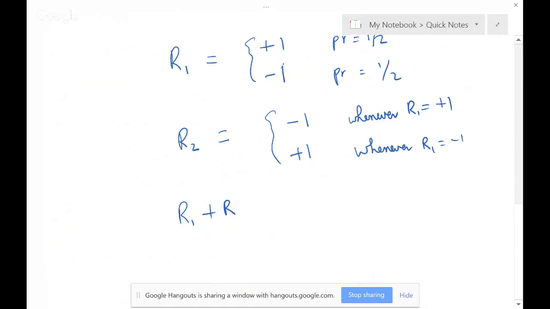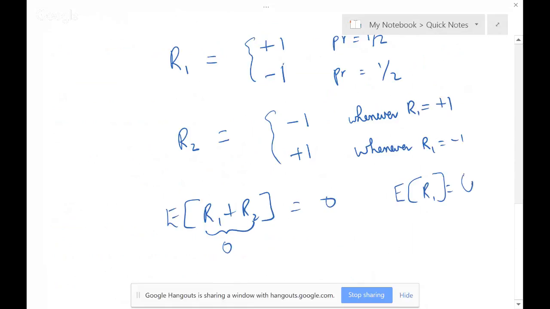Okay, so what does this mean? R1 plus R2 will always be equal to 0. So if R1 is 1, R2 is going to be -1. So they're completely dependent on each other now, right? So now it's easy to see. Let's look at the expectation of R1 plus R2. Well, this R1 plus R2 is never going to be any value other than 0. So that's equal to 0. And similarly, the expectation of R1 is also equal to 0.